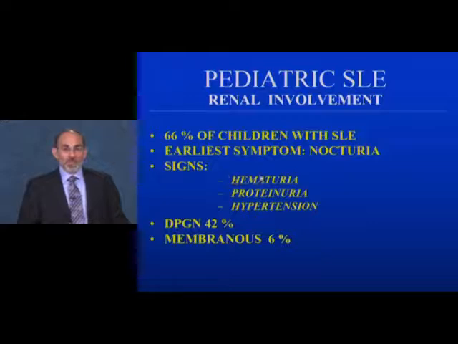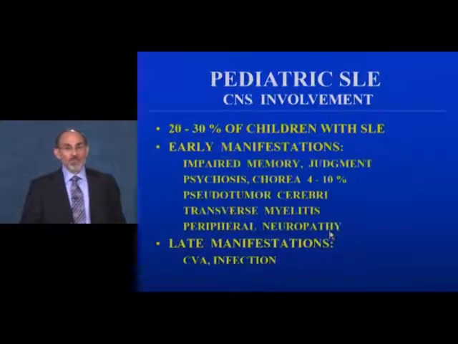Other signs are, once you test the urine, hematuria and proteinuria. Always look at those blood pressures in your kids, because that may be the only clue there is. And it's severe with diffuse proliferative glomerulonephritis, or class 3 or 4, which can result in renal failure in almost a half of all children. Again, far higher than in adults.